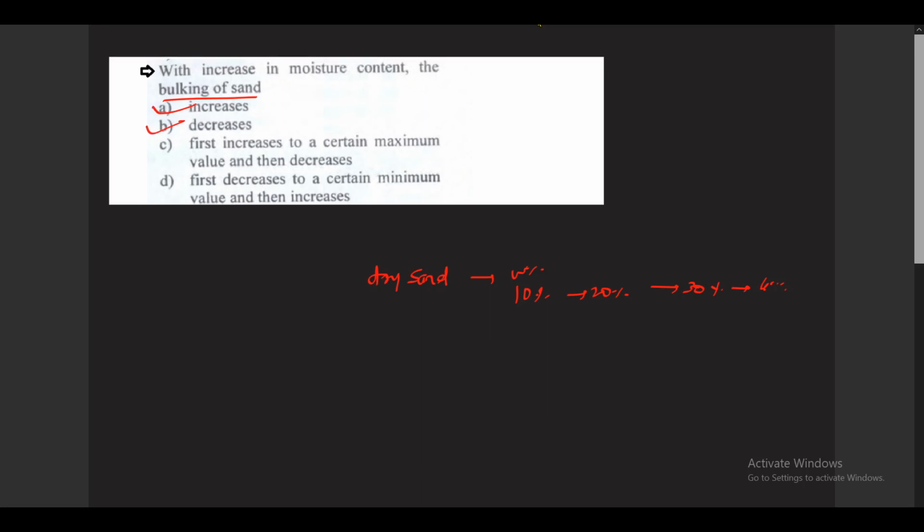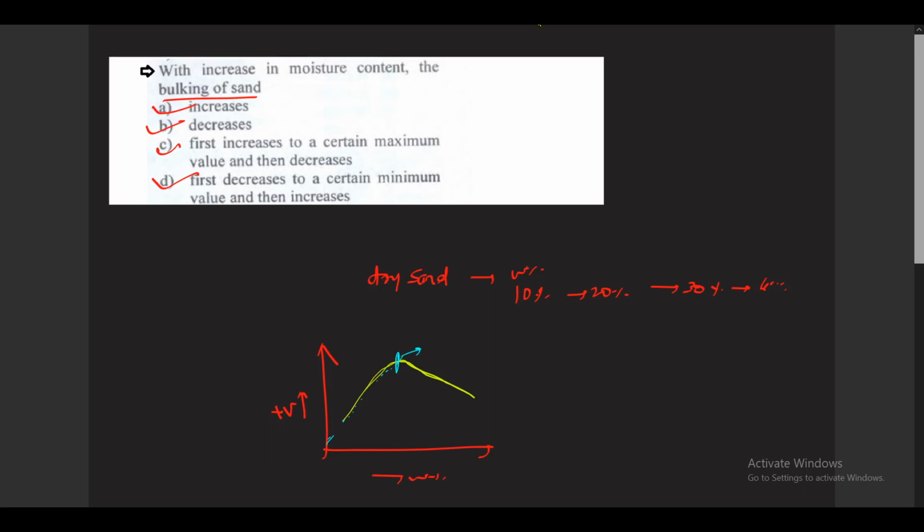The third option is first increase to a certain maximum value and then decrease, and the last one is first decrease to a certain minimum value and then increase. Now if you see the bulking of sand graph, with increase in the water content, and suppose this is the increase in the volume, the graph is something like this. Starting from 0, the volume goes on increasing, and at a certain peak it gets this value.